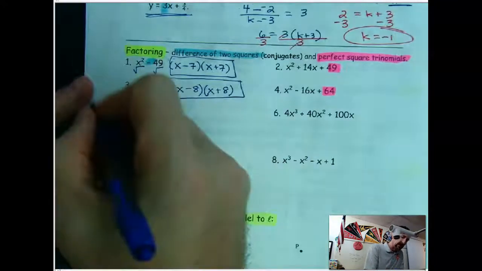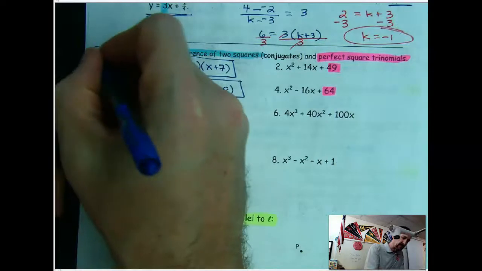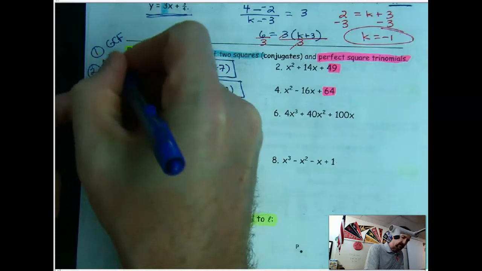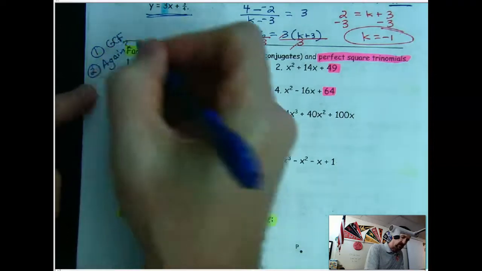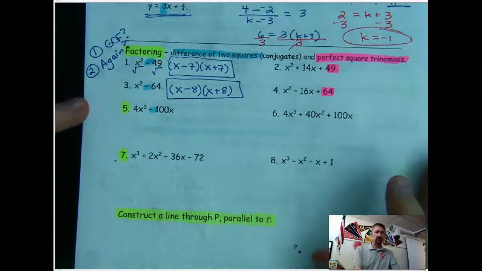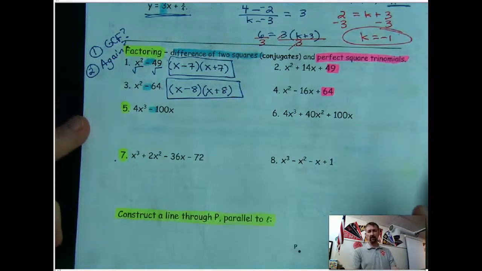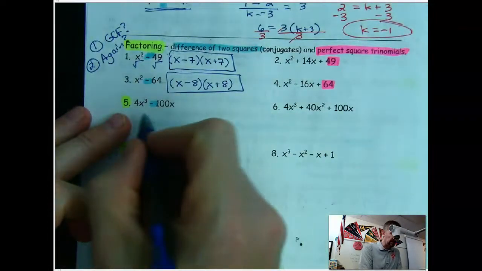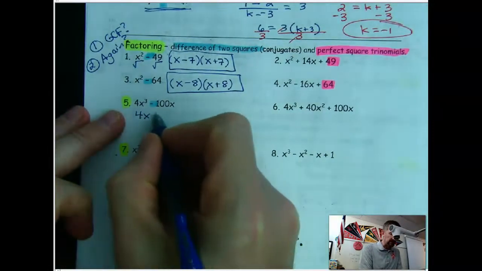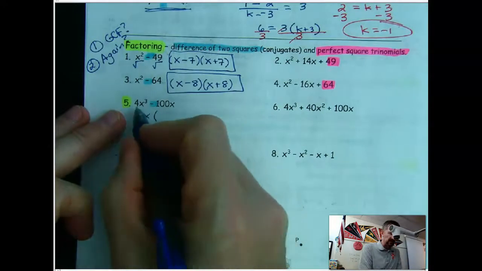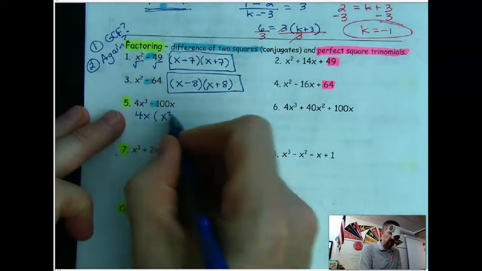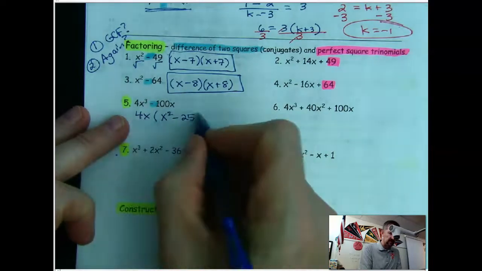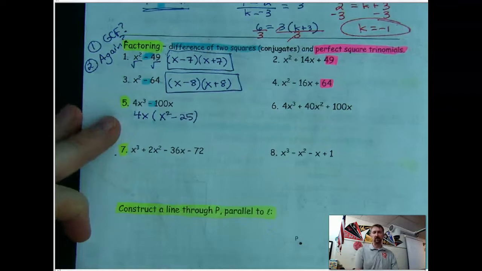Okay. Now, when we factor, there's supposed to be two things. We're supposed to look for a GCF, and we're supposed to see if we can factor again, question mark. GCF, question mark, factor again, question mark. So here we have a GCF. We can divide both of those by 4x. So we divide that by 4x, the 4 is gone, that's going to be x squared. If we divide this by 4, we're going to get negative 25, and divide by x, that's gone. So we get that. So that's our GCF move.